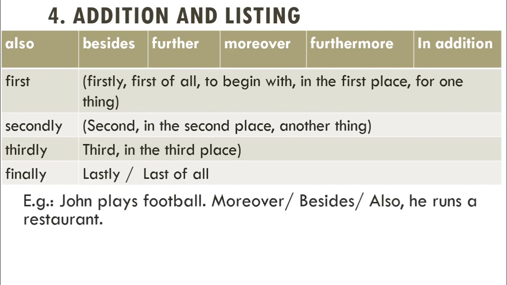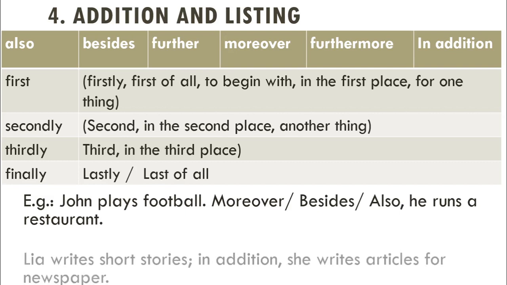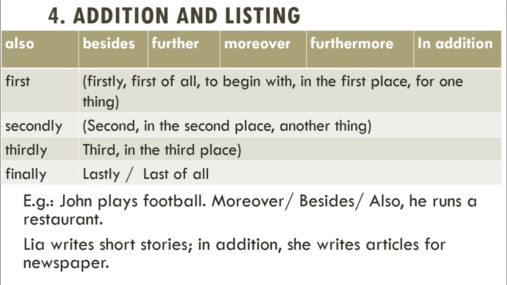For example, John plays football. Moreover, he runs a restaurant. We can say John plays football. Moreover, besides and also, he runs a restaurant. Leah writes short stories. In addition, she writes articles for newspaper. So here we have used this sentence connector, in addition, to mean besides writing the stories, she also writes articles for newspaper. So these types of sentence connectors are used to mean addition and listing.